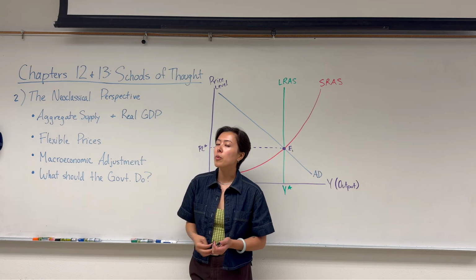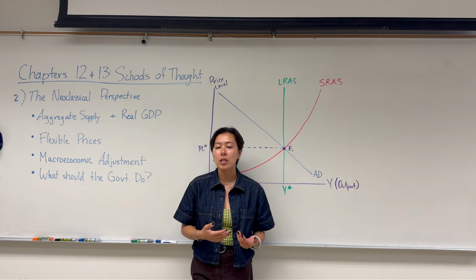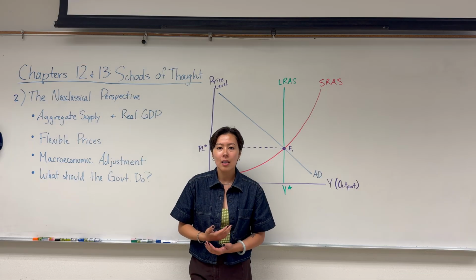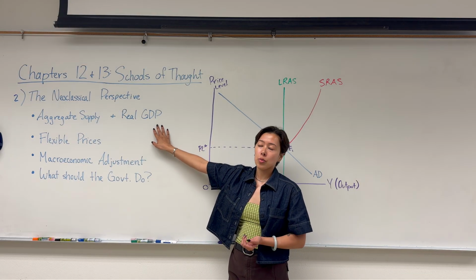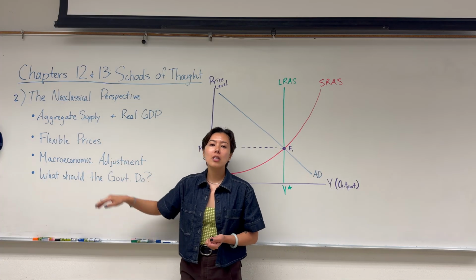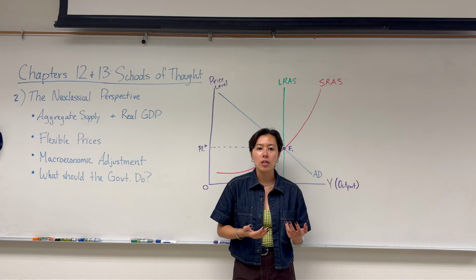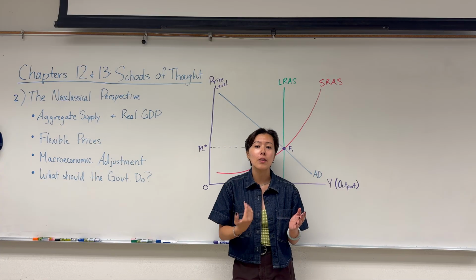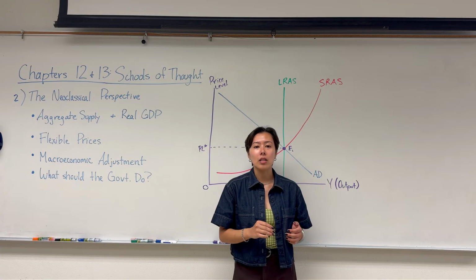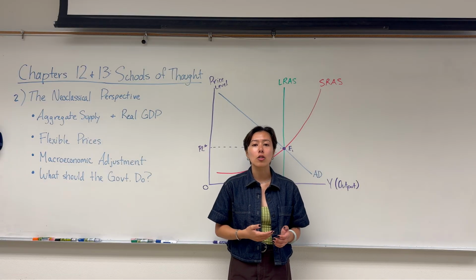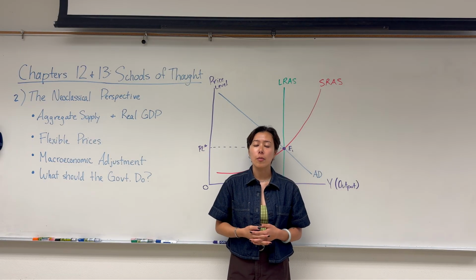So the Neoclassical Perspective directly opposes what we talked about in the Keynesian perspective. The idea is that in the long run, supply will determine our actual level of output, and if we experience some short-term fluctuation that causes output to deviate from our potential level, these flexible prices are going to allow the economy to self-adjust and get back on track without any assistance from the government.